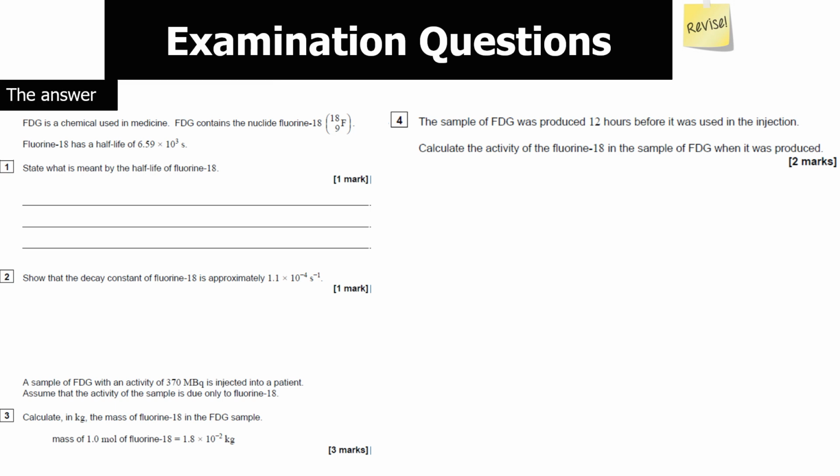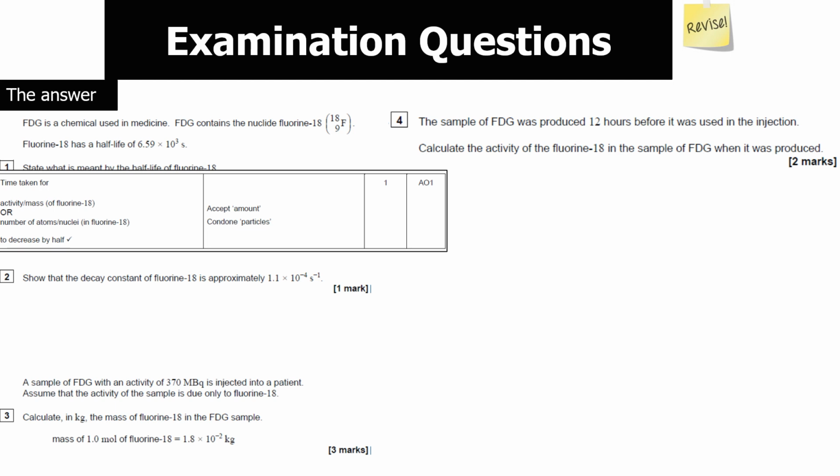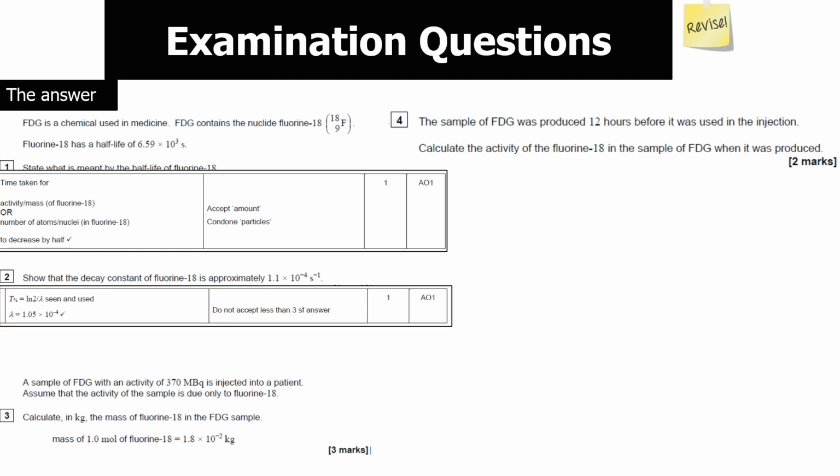Right, in this first question, you've got to know the definition of half-life. The half-life is the time taken for the activity, or the mass, or the number of radioactive nuclei in the sample to halve, or decrease by 50%. Now this next question is 1 mark, so you know it's going to be a very simple equation. The half-life is ln 2 over the decay constant, so the decay constant is ln 2 over the half-life. Therefore you can put the numbers in and work out your answer to be 1.05 times 10 to the minus 4.